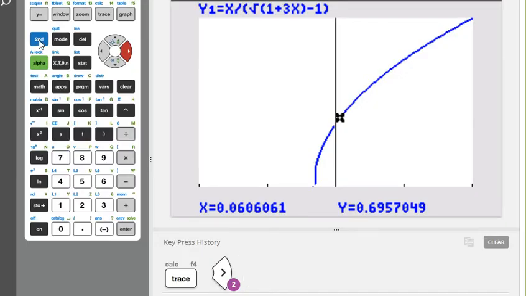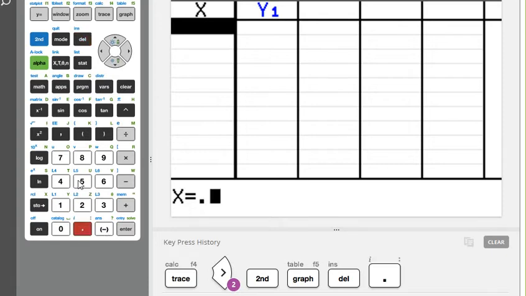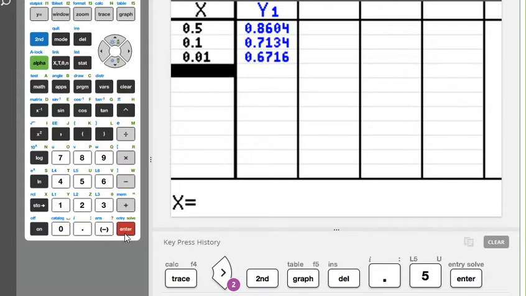Let's make ourselves a little table. So I'll hit the second key, then the table key, or the graph key. I guess it depends on which one you want to think of it as. I'll get rid of this. Now, a sequence of values that get closer and closer to 0. So, we'll start out maybe at 0.5. And then I want to get closer to 0, 0.1. And then maybe 0.01. And then maybe, any other suggestions? How about 0.001?